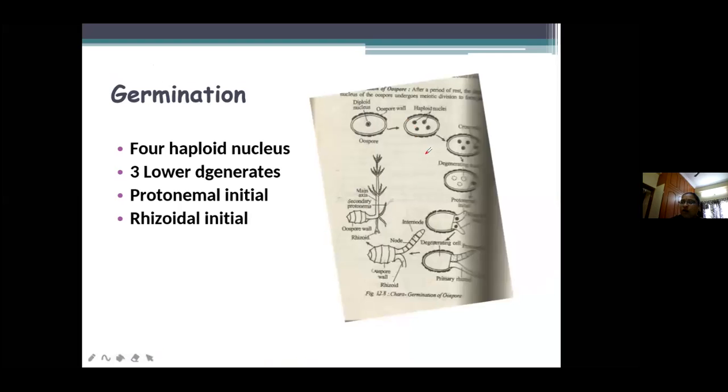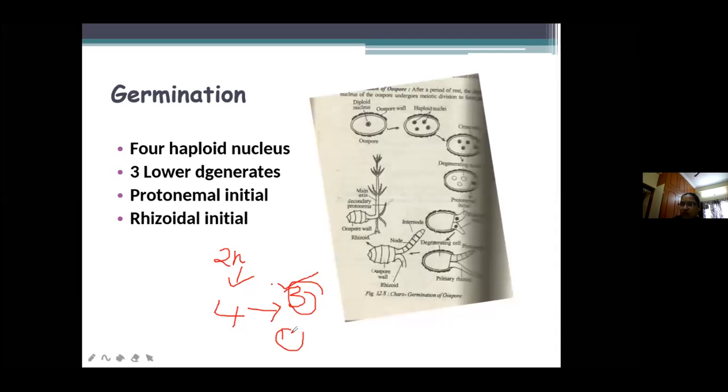Germination. See here, girls, before germination the diploid nucleus, 2n stage lo unna zygote form avutundi. The diploid nucleus migrates to the anterior region where it divides by meiosis. These divide by meiosis to form 4 haploid cells. How many haploid cells form avutundi? 4. Out of these 4, 3 nuclei disintegrate, and only 1 is found in that one.